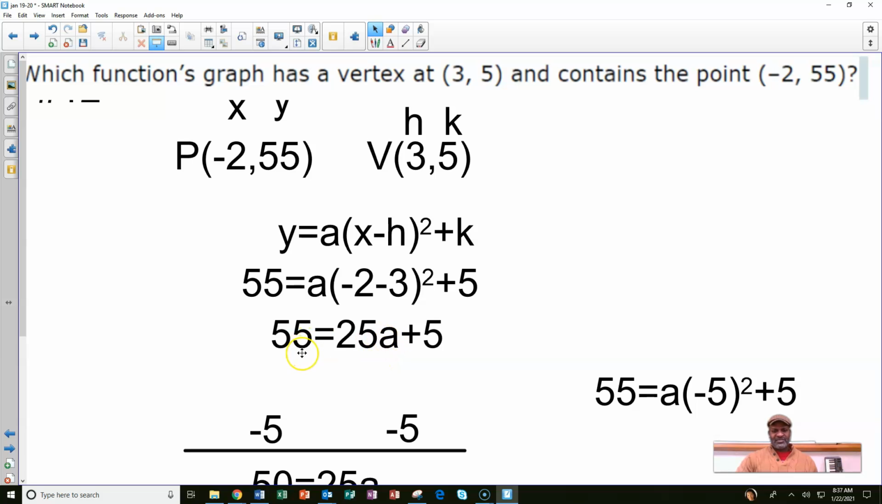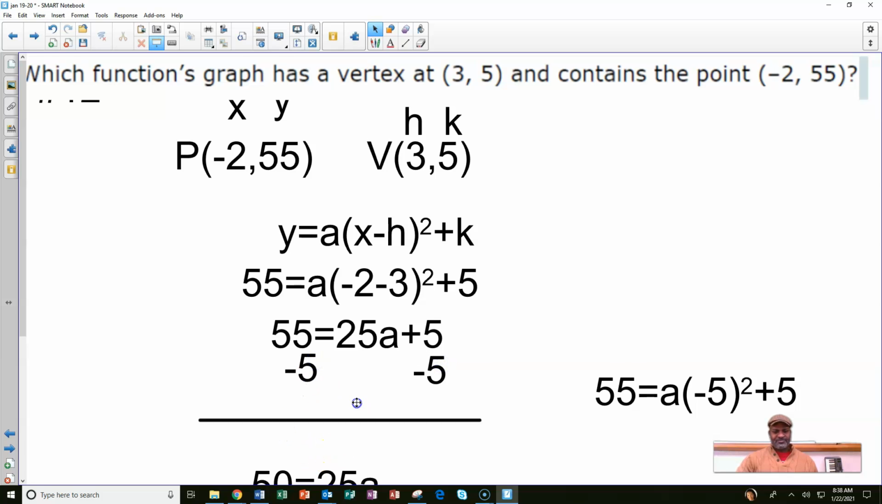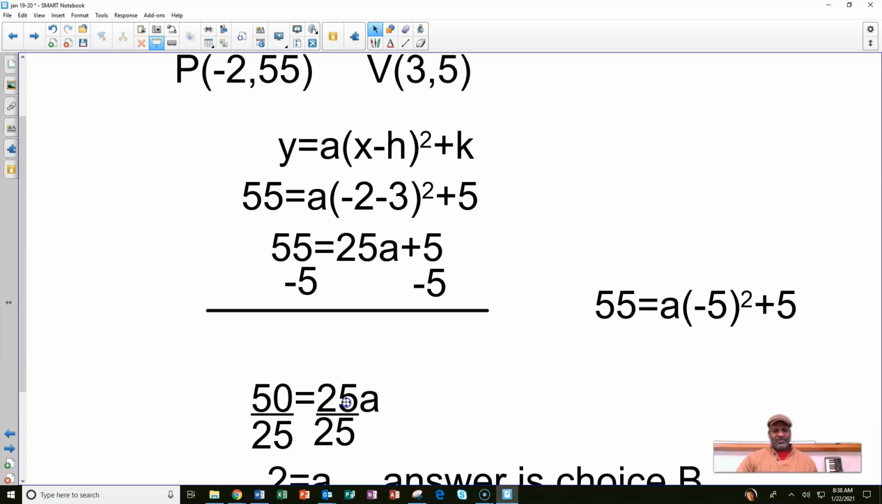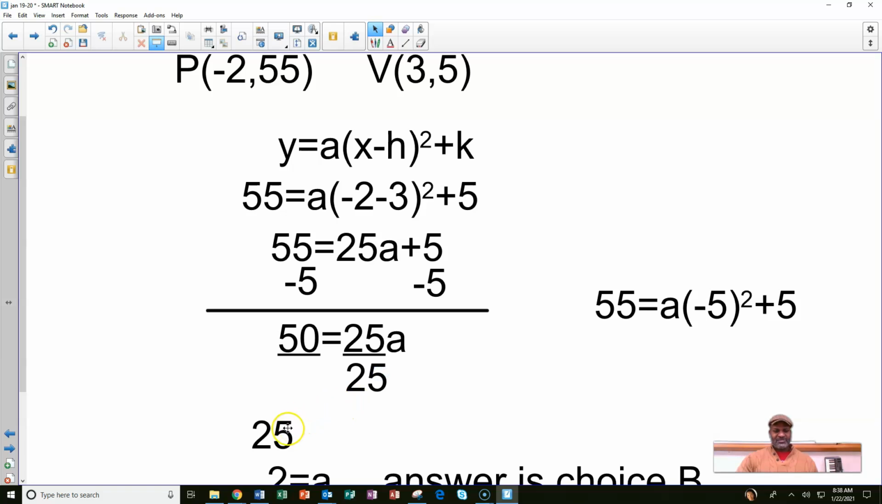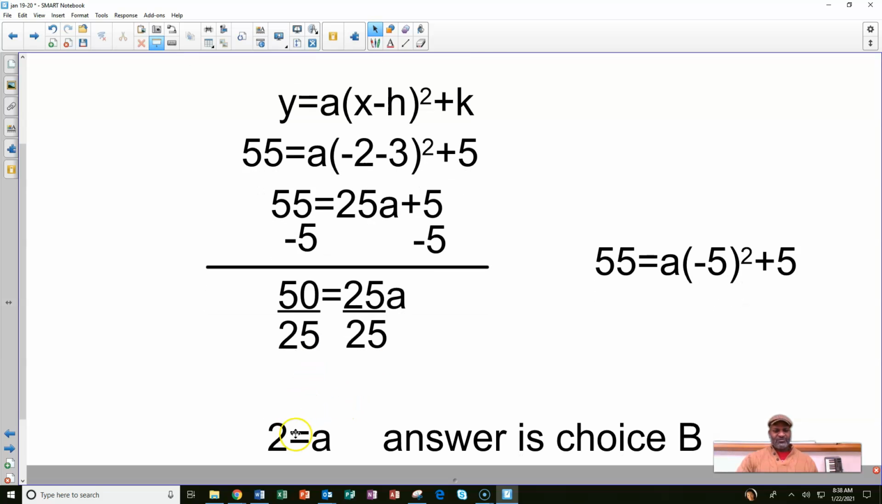Now let's solve this linear equation for a. We're going to subtract 5 from both sides because we want to isolate the a and get it by itself. Once we do that, we'll get 50. 55 minus 5 is 50. And bring down 25a, of course, the 5 minus 5 is 0, goes away. Additive inverses. Now to get the a by itself, we need to do the opposite of multiplying, which is divide both sides by 25. When we do that, we get an a value of 2.